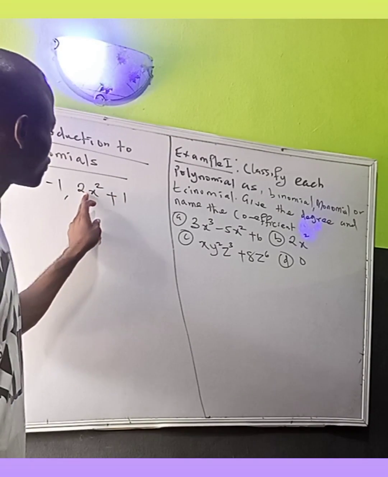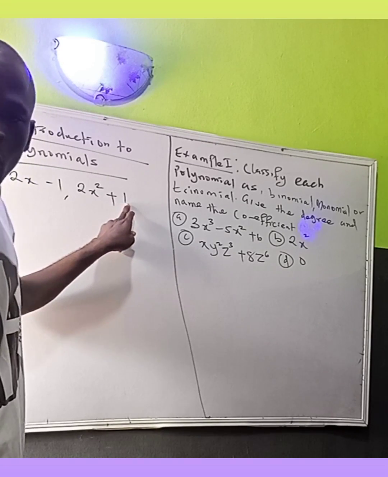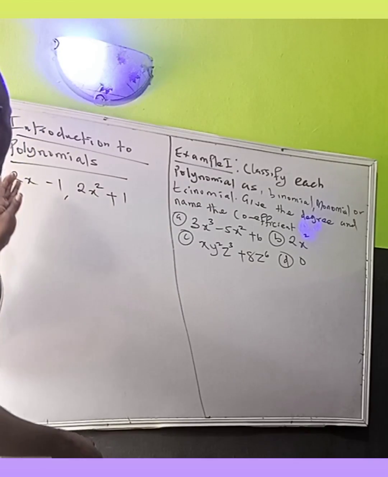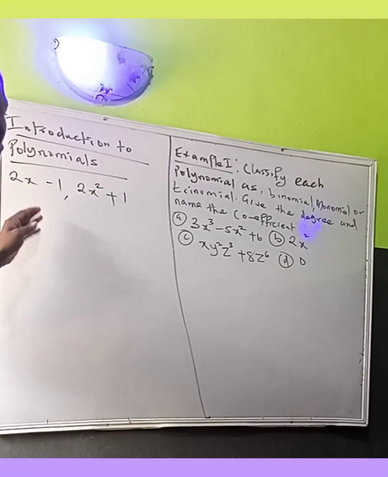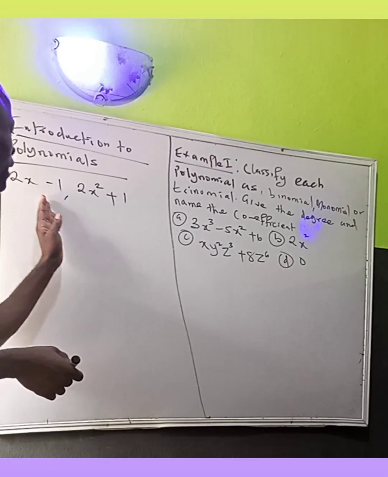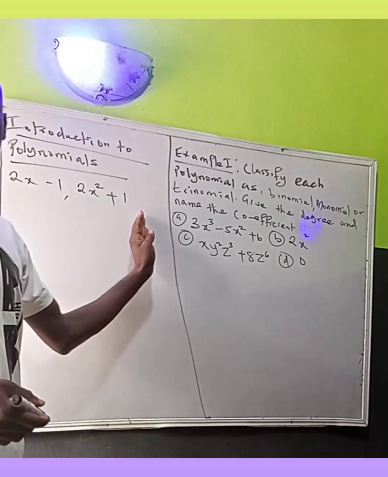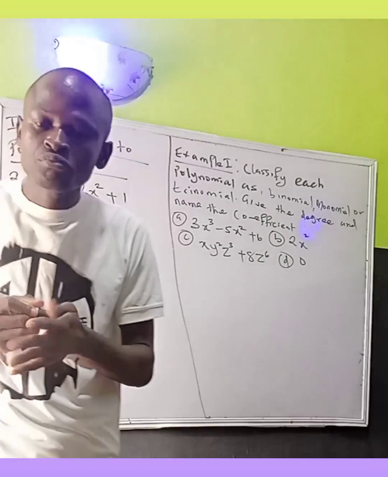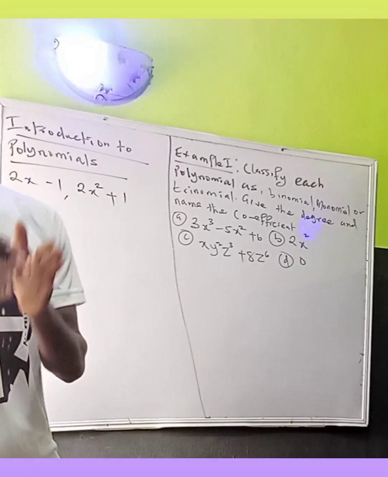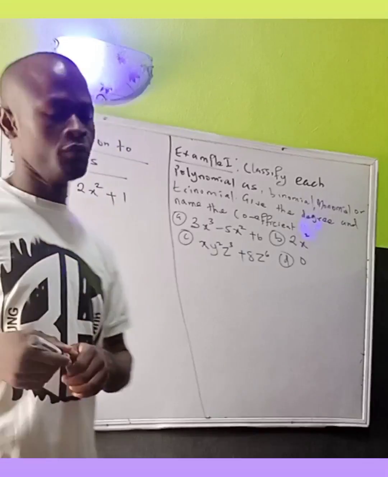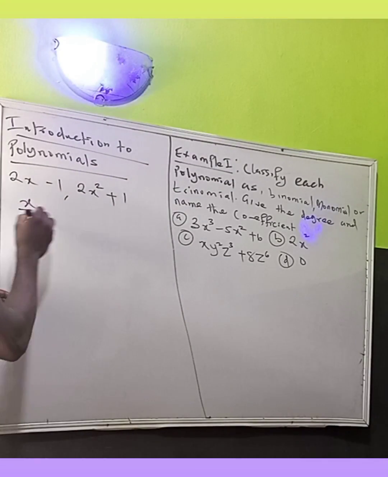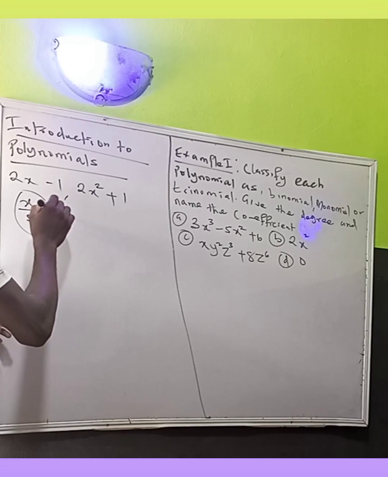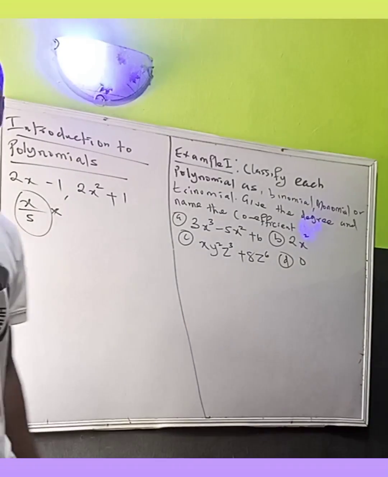This is 2x linked by multiplication, then followed by what? Addition, because 2 times x is what gives me 2x. So a polynomial is a mathematical or algebraic expression that is linked by addition, subtraction, and multiplication, not division. If you have x divided by 5, this is not a polynomial. That is what you need to know.